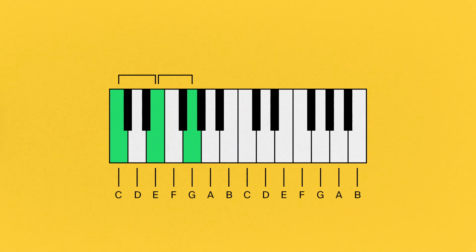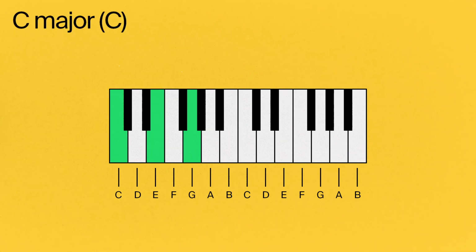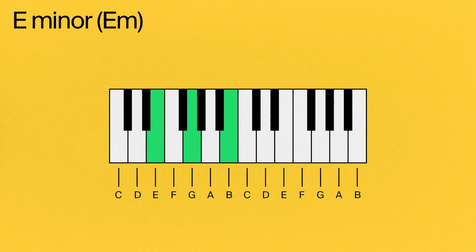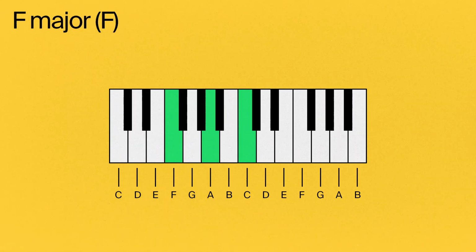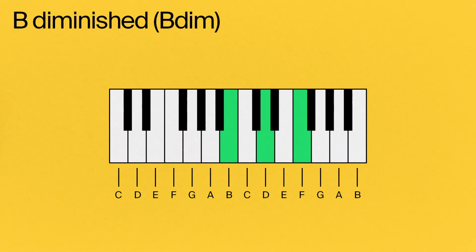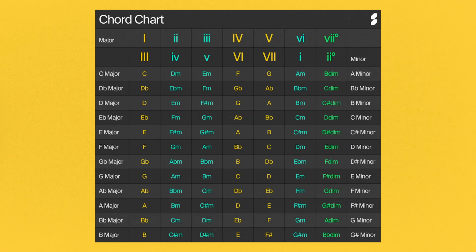If you do this with every scale note as the root, you automatically get all the chords of the C major key. C major, D minor, E minor, F major, G major, A minor, and B diminished. You can also use our chord chart to find the chords of every major and minor key. The link is in the description.